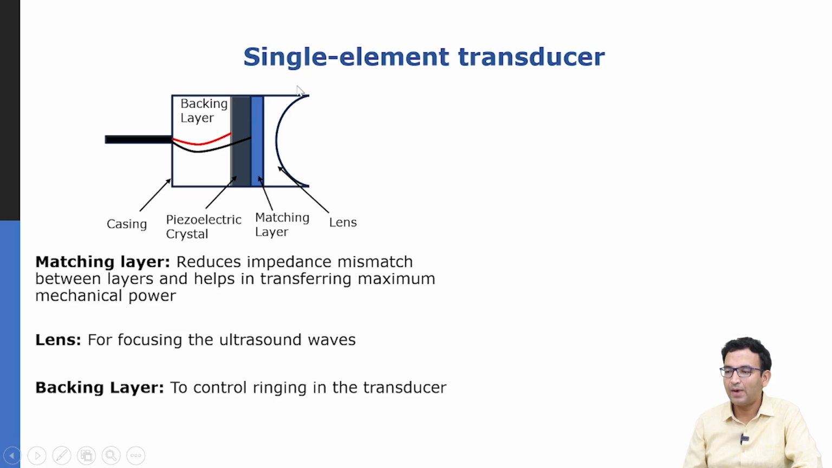So, here is a schematic of a single element transducer, and the different parts of the single element transducer are indicated here. You have the crystal itself, which is shown here in gray. You have the matching layer, which is there to match for impedance. Then you have the lens, and you have the backing layer, which is typically filled with epoxy or some other dense material to damp the transducer for imaging transducers.